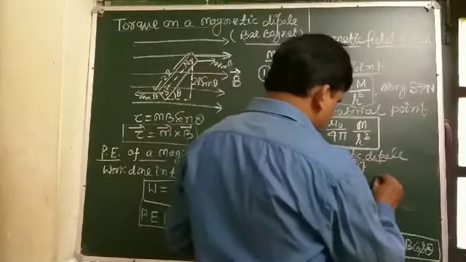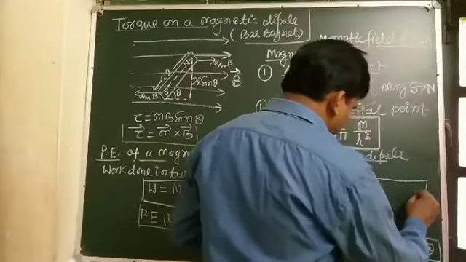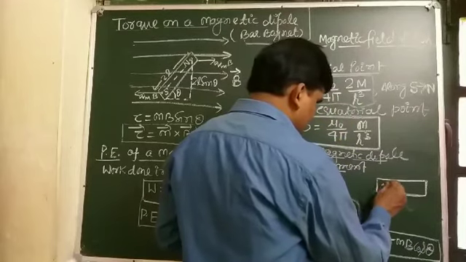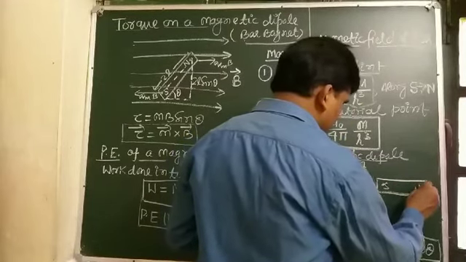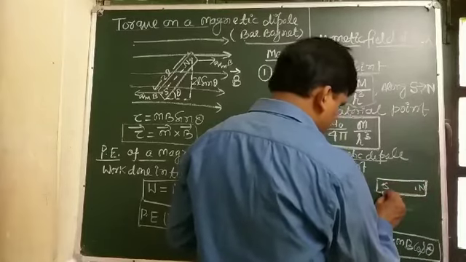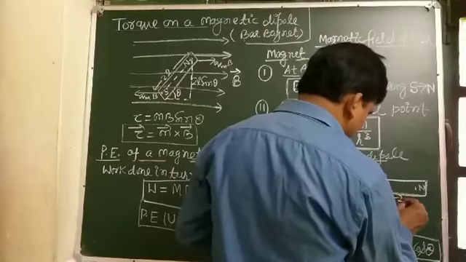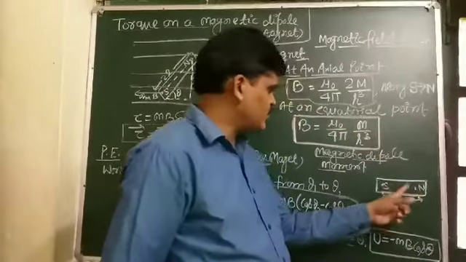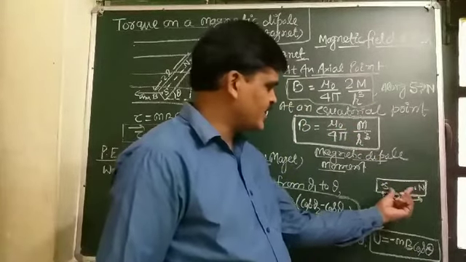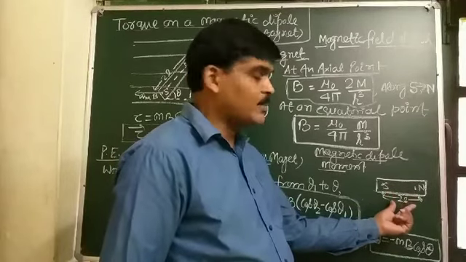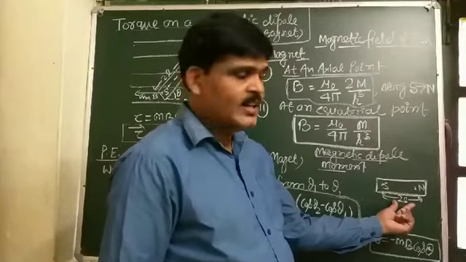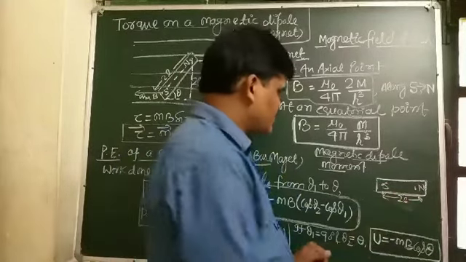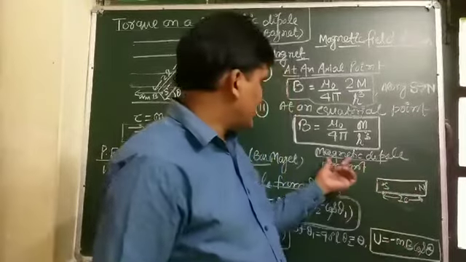Students, you know that this is the bar magnet, this is the south pole and this is the north pole. The distance between these two poles is known as the magnetic length. The separation between the north pole and the south pole, taken as 2l here, is the magnetic length. It is a vector quantity and its direction is from south to north.